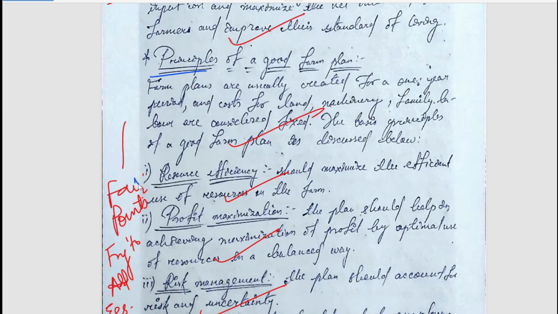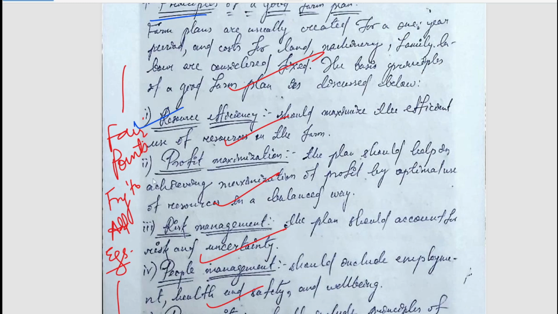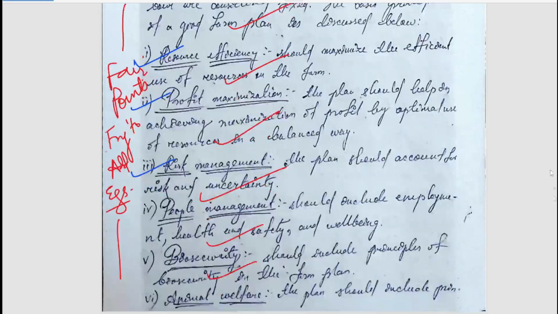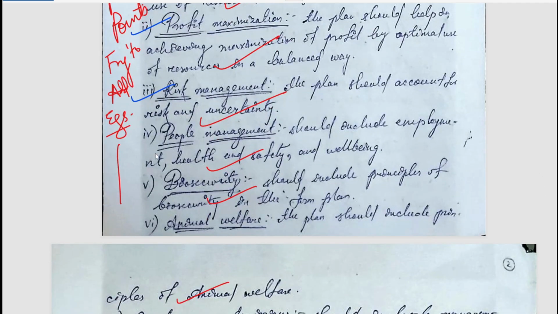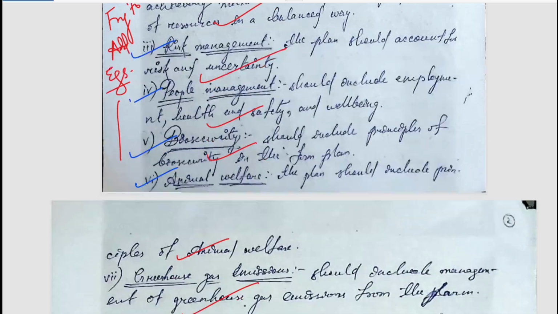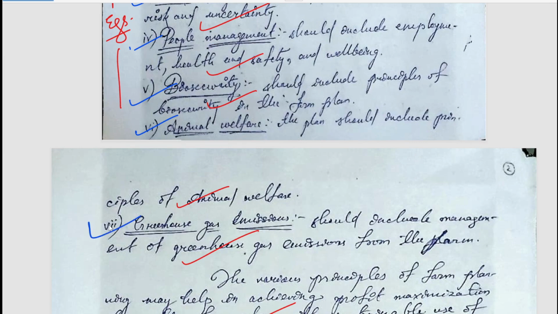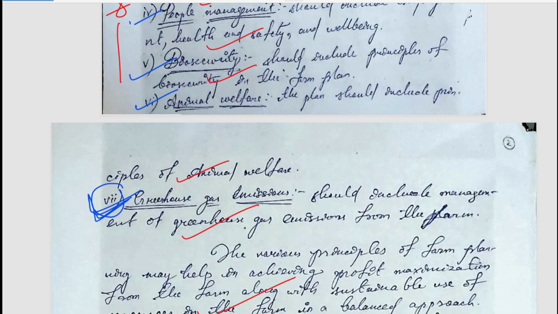Obviously, resource efficiency will be there. Profit maximization will be there. Risk management, if some kind of unwanted risk happens, how he will manage it. People management, biosecurity, animal welfare. And greenhouse gas emissions, he should try to opt for the crops so that the greenhouse gas emissions are at the lowest. Although it is not that important, especially in the Indian context, it is gaining importance. Because of climate change we need to control the greenhouse gas emissions.